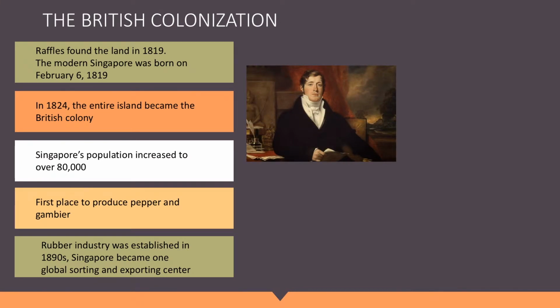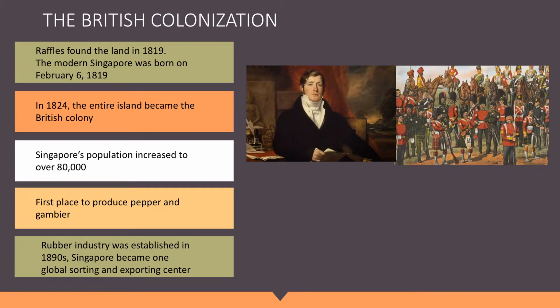After a short period of time, the British succeeded in reaching a trading relation with Singapore. The first trade was conducted by Raffles and the ruler called Tengkelong. After that, a treaty was signed and the modern Singapore was born on February 6, 1890. In 1824, the entire island became a British colony after a further treaty with the Sultan.